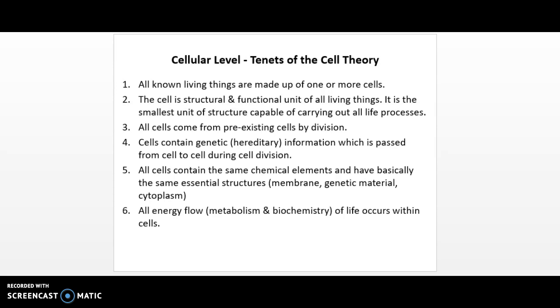All cells have to come from pre-existing cells by division, mitosis or meiosis. Cells contain genetic information, so DNA, that is passed from cell to cell during that cellular division. All cells contain the same chemical elements, that's the SHNOPS. They also have the same structures, a membrane, genetic material, and cytoplasm. All energy flow of life occurs within cells.